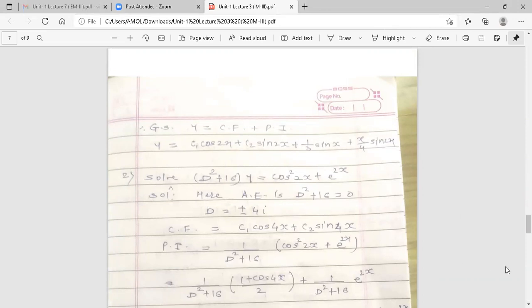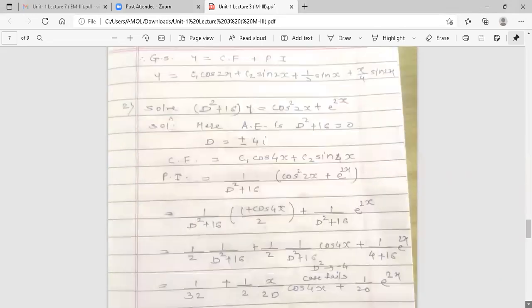Okay, the next example is here. D square plus 16 into y is equal to cos square 2x plus e raised to 2x. Here, this is the reduced form of LDE. The auxiliary equation is D square plus 16 is equal to 0. D square is equal to minus 16. The square is a negative number.